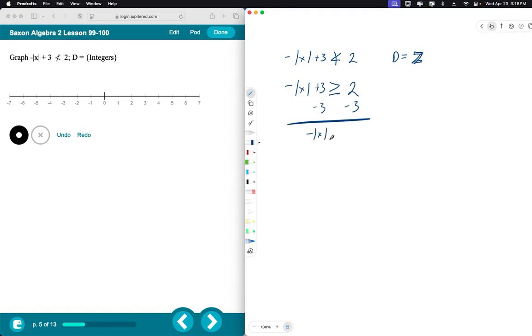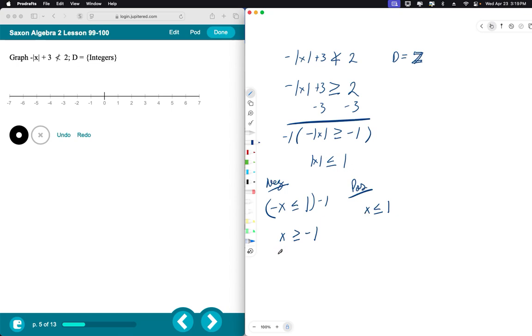All right, so now we subtract 3 from both sides. Negative absolute value of x is greater than or equal to negative 1. Multiply by negative 1 to get rid of the negative sign. Absolute value of x flips the sign, positive 1, right? We're going to allow for the negative first because it takes the most work. So negative x less than or equal to positive 1. Multiply by negative 1, x greater than or equal to negative 1. Positive is just the way it's written. x is less than or equal to positive 1.